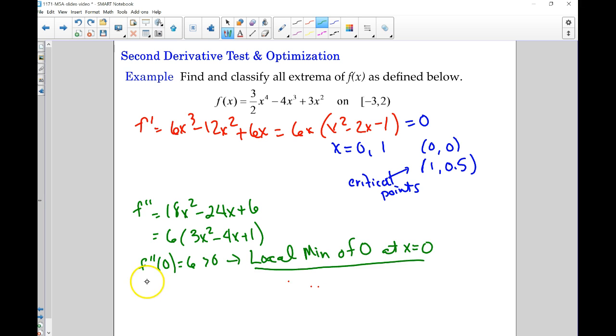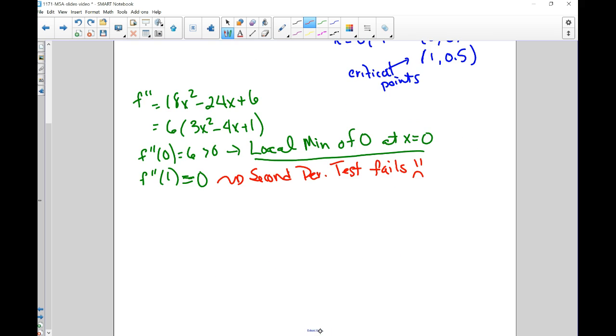Then let's compute f double prime of 1. If you do this calculation, you actually end up with 0. So here, the second derivative test fails. What I want to do now is revert to the only other tool that I have to classify critical points, which is the first derivative test. So use the first derivative test.